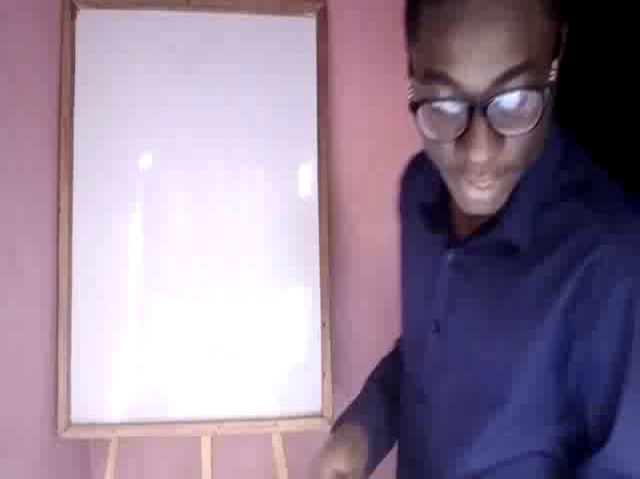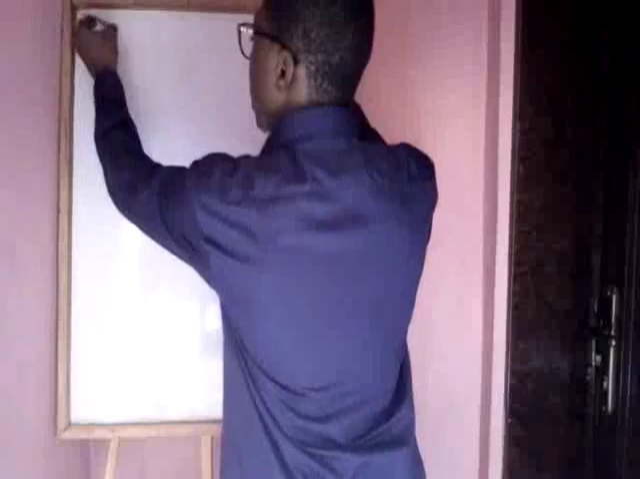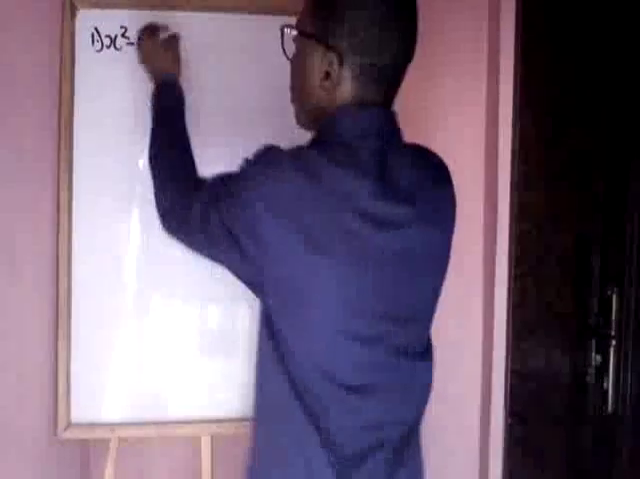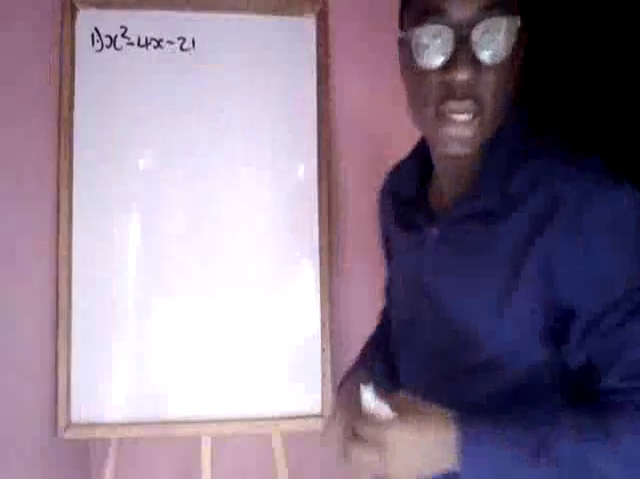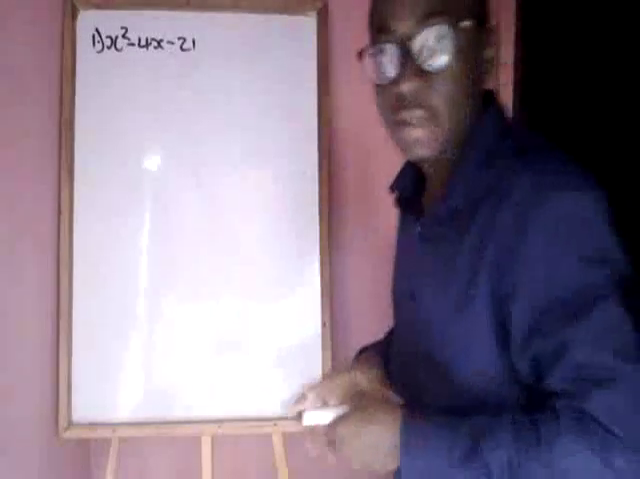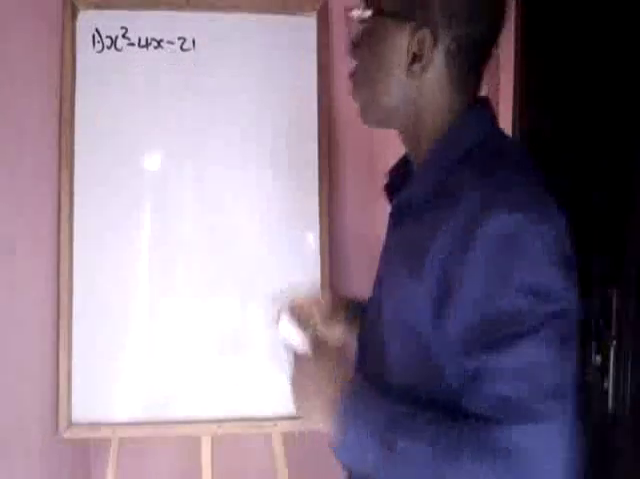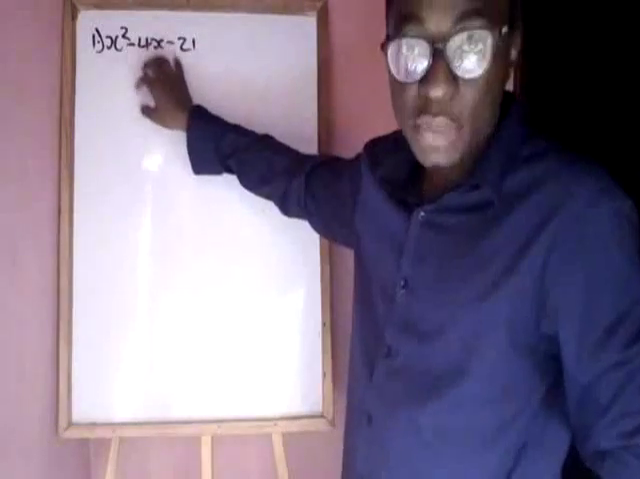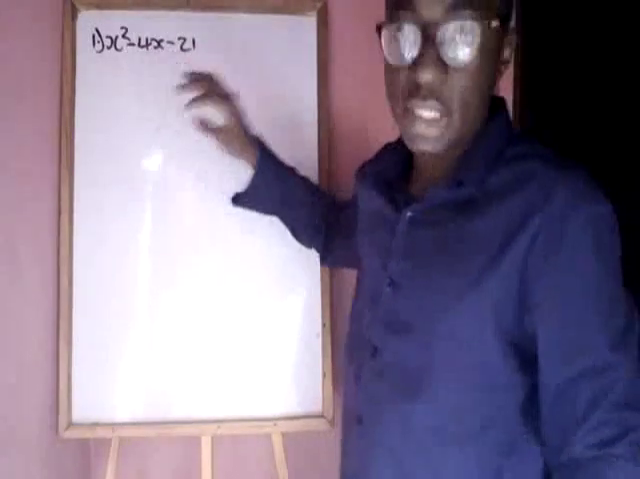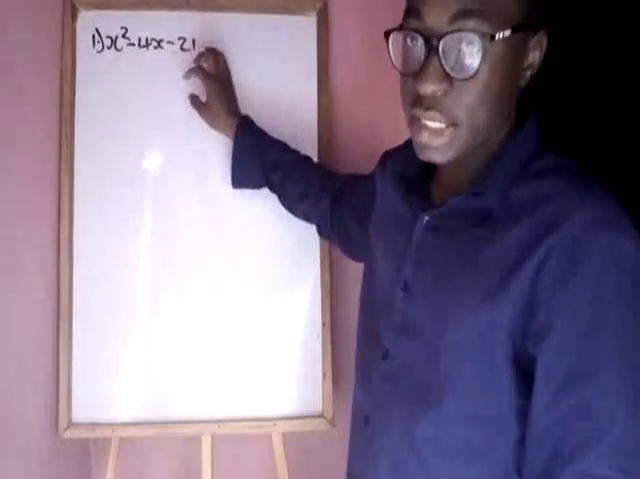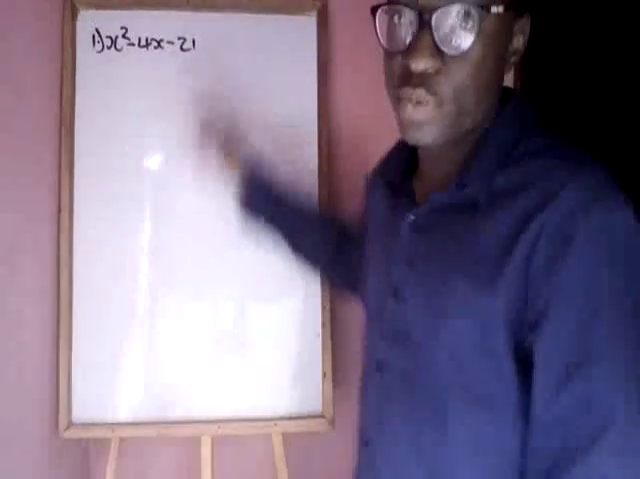The first question, we have x squared minus 4x minus 21. So basically the first thing we need to do is factorize this expression. We are going to be expanding the middle term into two terms in such a way that the sum of those two terms will give us the middle term, and the product of those two terms will give us the product of the last and the first term.